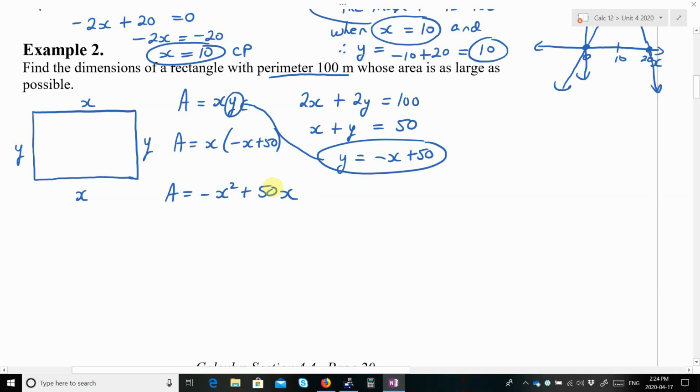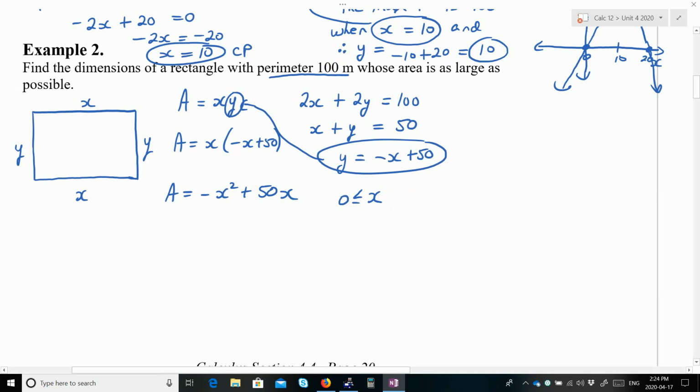Okay, and so x, because it's the length of a side, has to be greater than or equal to 0. Can't be negative. I suppose it could be 0, but then we wouldn't really make a rectangle, but it's not mathematically wrong to have x equal 0.